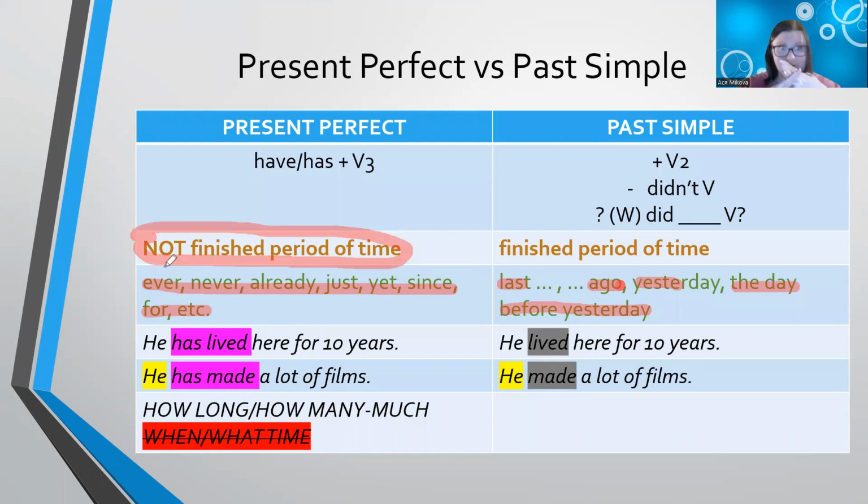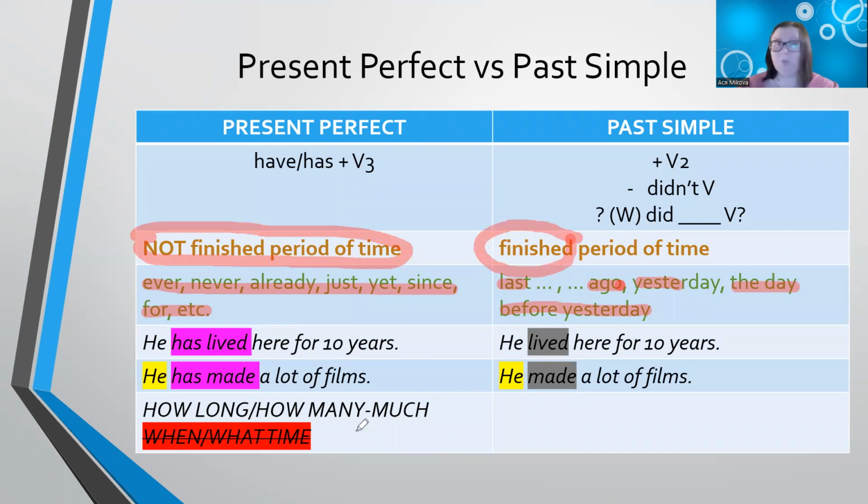We finished it. Remember, I have been to Paris. Now I am not in Paris. It's about my past. But it's my life experience up to now. So that's why period of time is not finished. If we speak about finished period of time, it will be past simple. Look at two sentences. He has lived here for 10 years, and he lived here for 10 years. What is the difference in the situations? Pay attention. Not finished period of time and finished period of time.